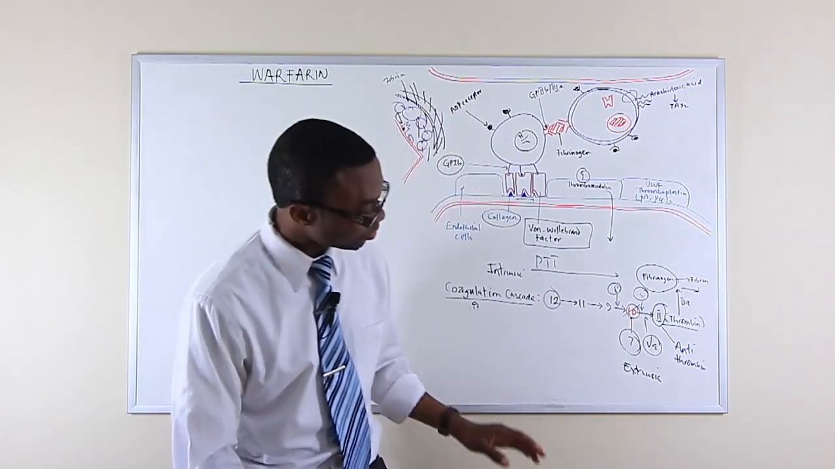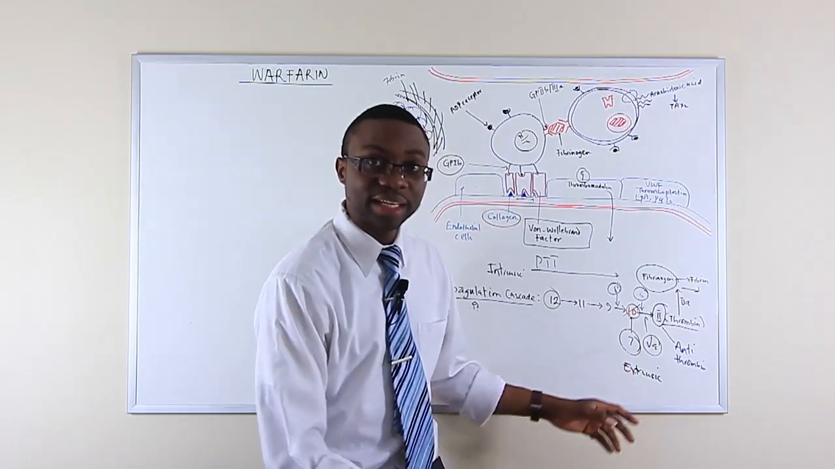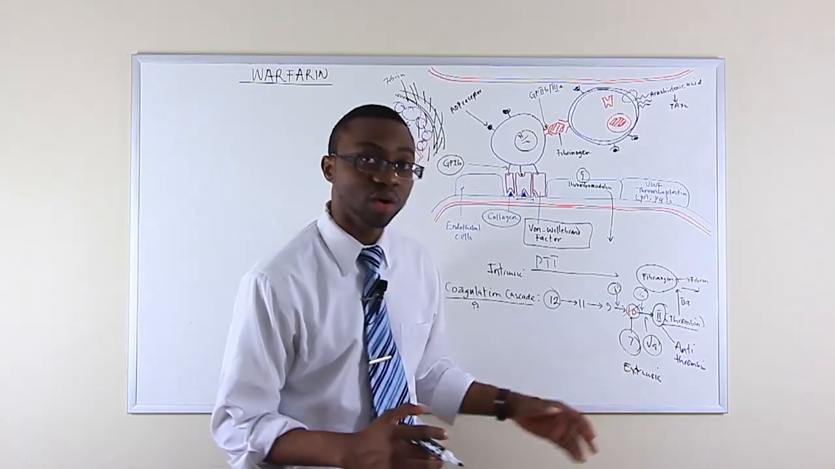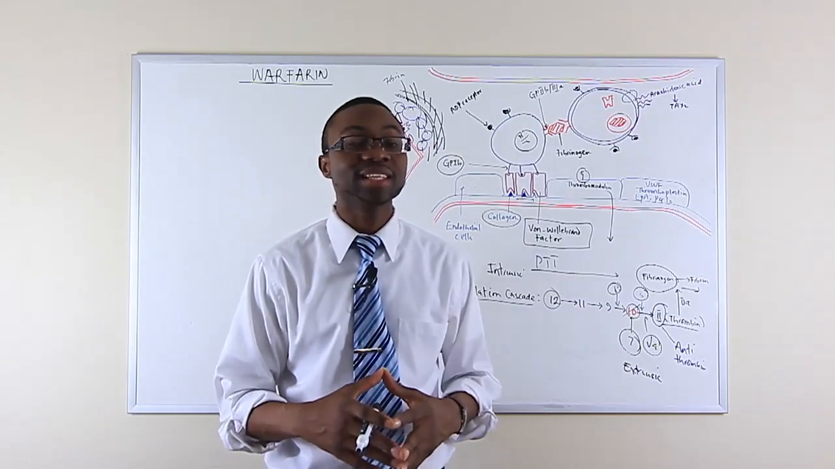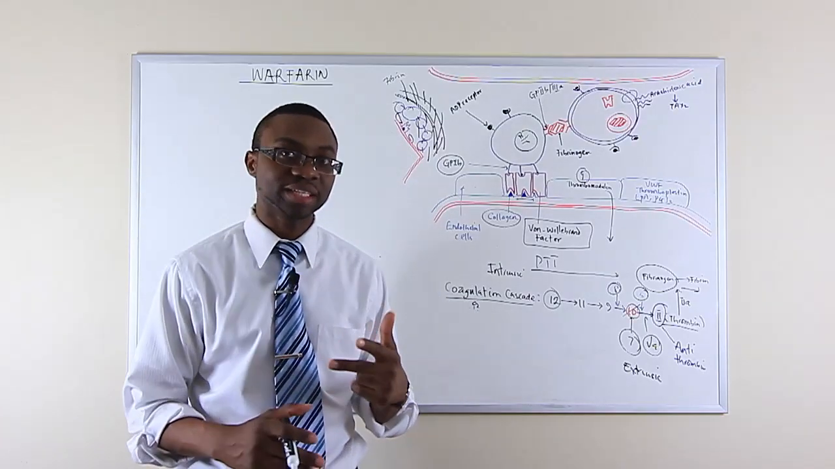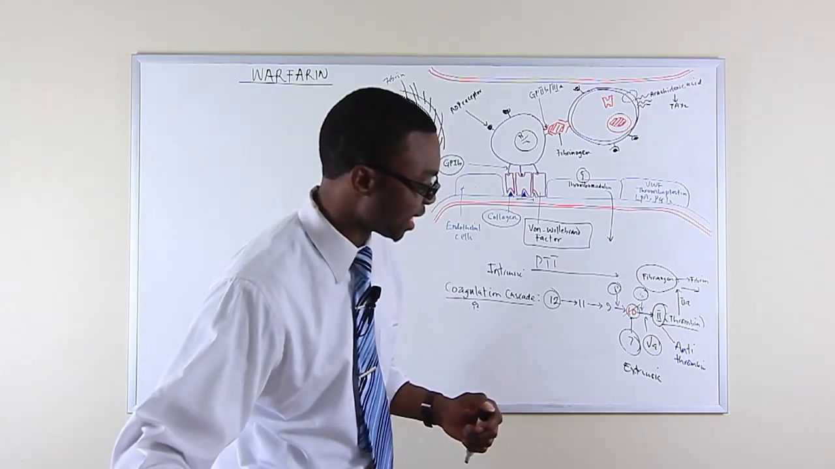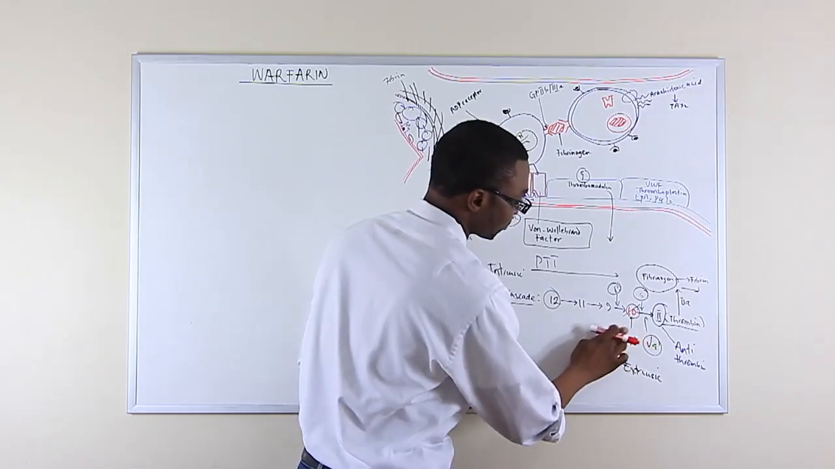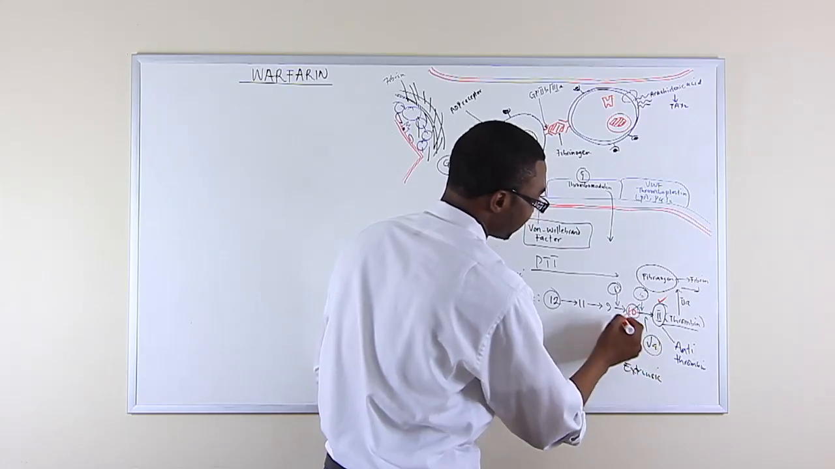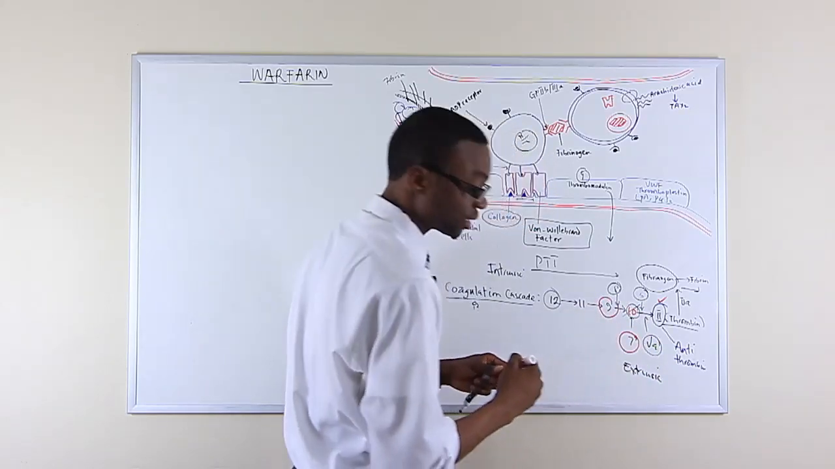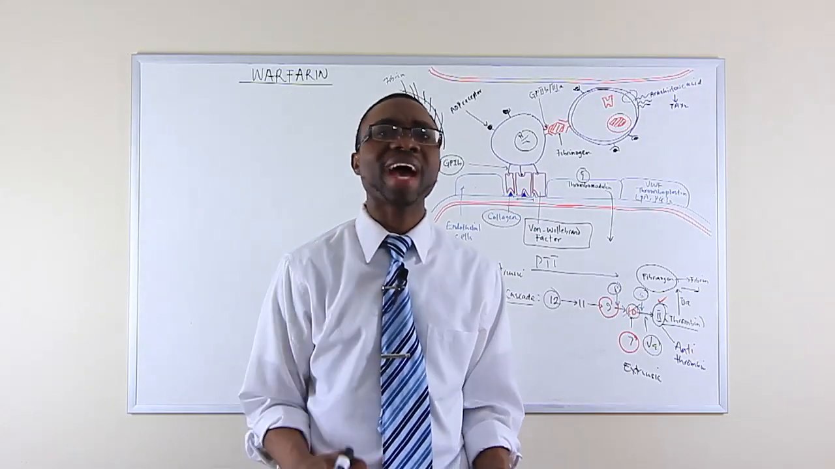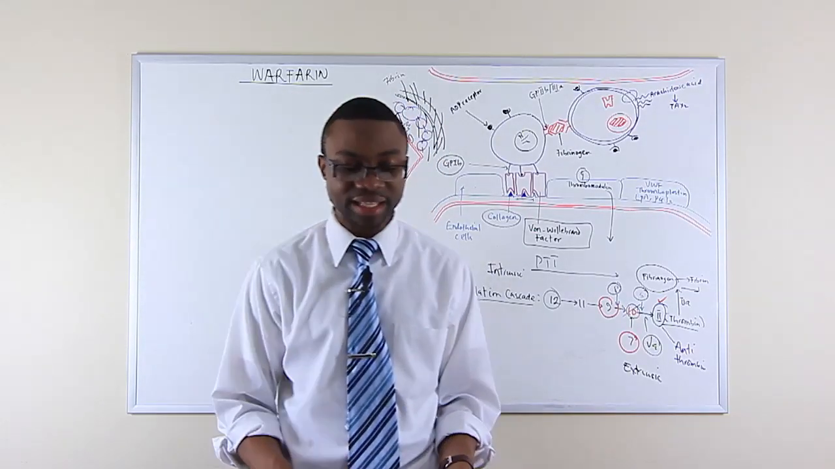Now, warfarin has an effect on certain coagulation factors, and these coagulation factors are factor 2, factor 7, factor 9, and factor 10. So let's circle those. So we have factor 2, factor 7, factor 9, and factor 10. Now, before we actually move on, how are these factors actually activated in the body?